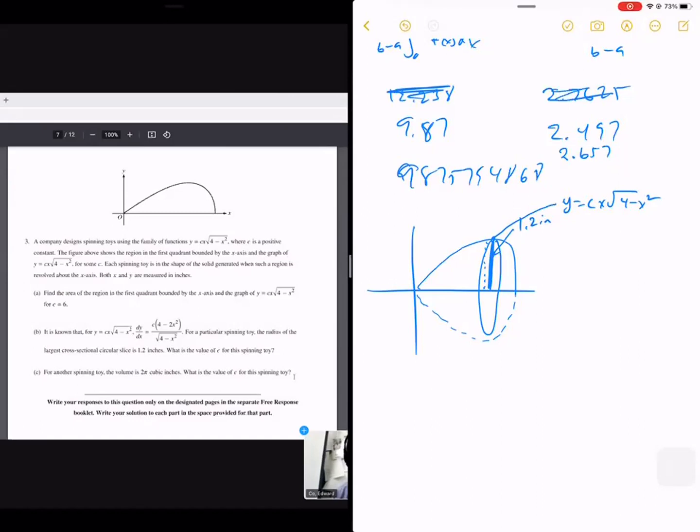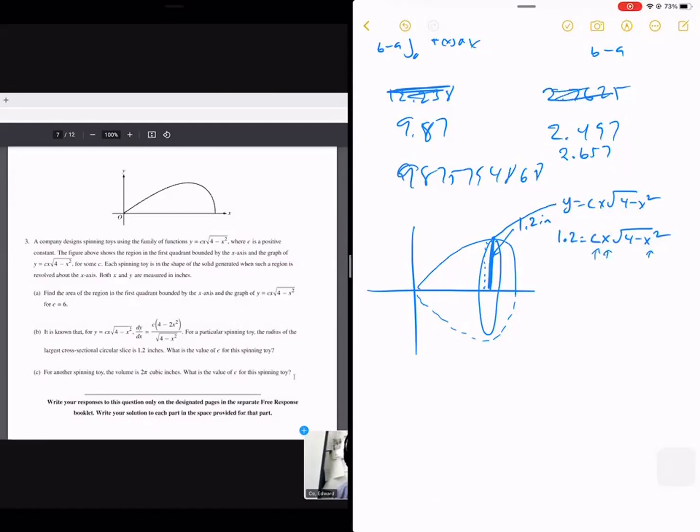Now, we can plug the y in. So this is 1.2 is equal to cx square root of 4 minus x squared. Okay. That's the first thing I'm thinking. But I can't figure out what the c is because there are too many variables. That's the first thing I'm stuck with. And that's why they gave us a second equation.